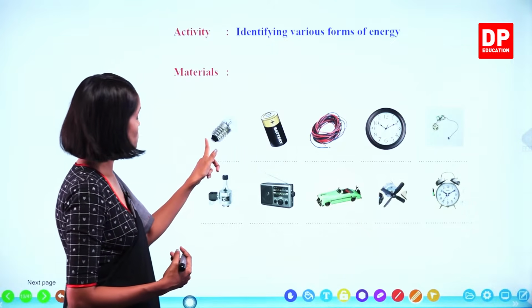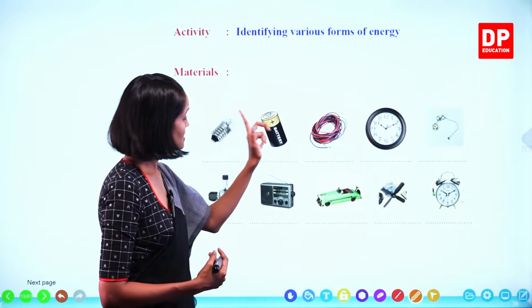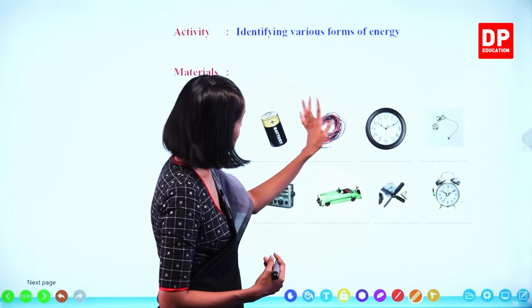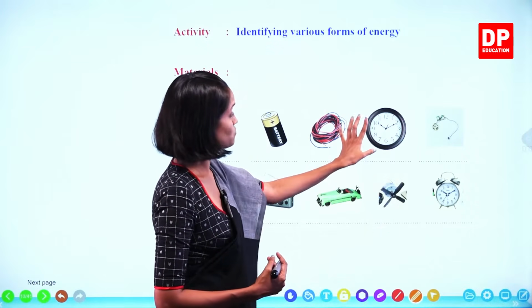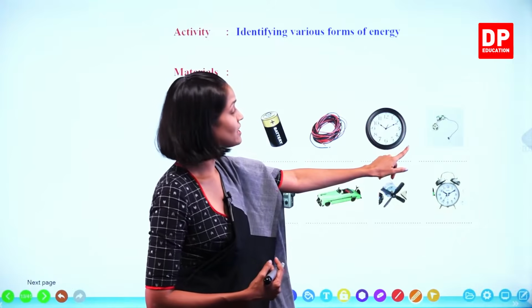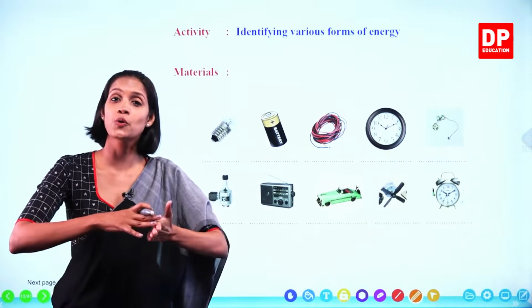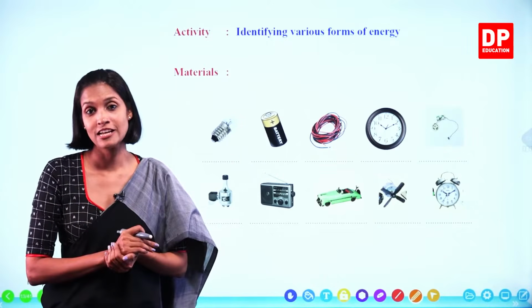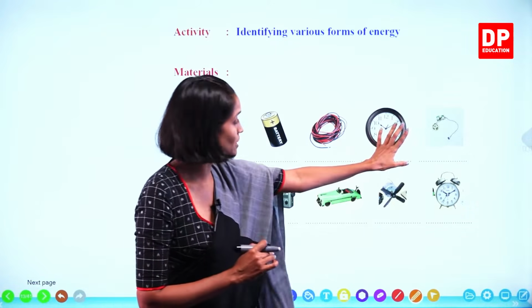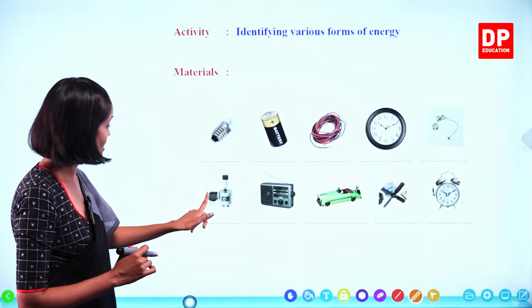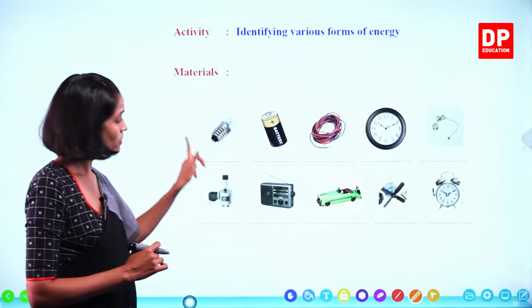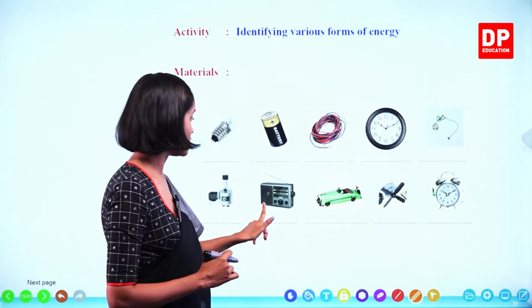So we need a torch bulb, dry cells, a piece of wire, and a battery-powered wall clock. And here we need a musical greeting card. You all know that some birthday cards are there. As you open it, it plays music, right? You need that type of birthday card. And you need a dynamo, a bicycle dynamo. And you need a small radio.